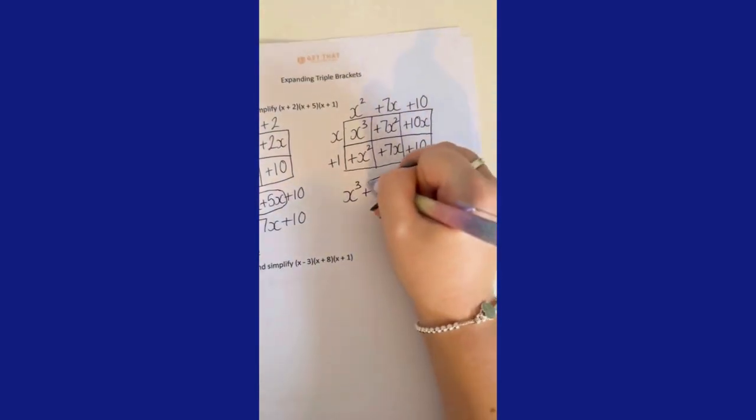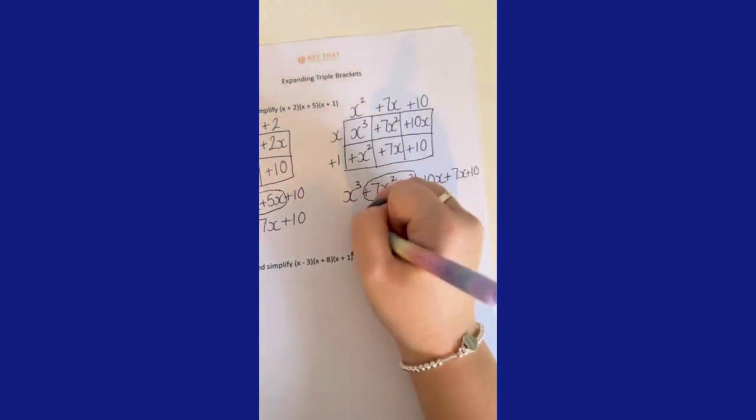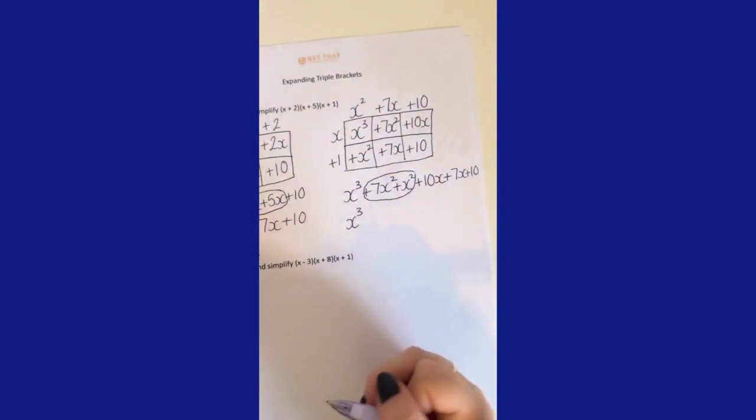Now 7x squared and x squared I can collect together. I haven't got any other x cubed, so I just need to leave that as an x cubed.